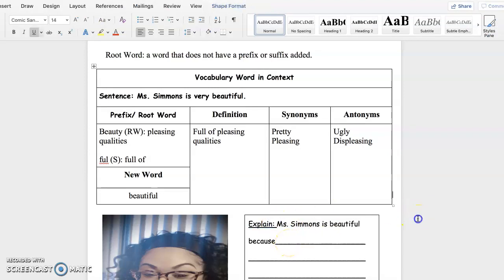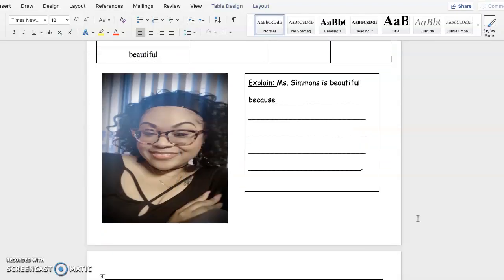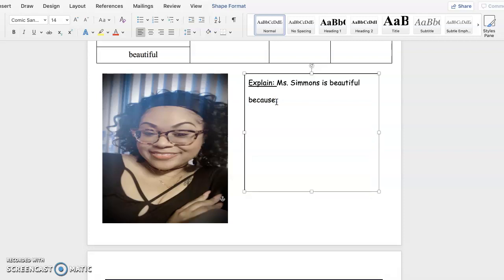So, oh wow, who is that beautiful woman? Oh my goodness. She's super gorgeous. That's actually Miss Simmons. So how do you know that Miss Simmons is beautiful? Miss Simmons is beautiful because she has pleasing qualities.